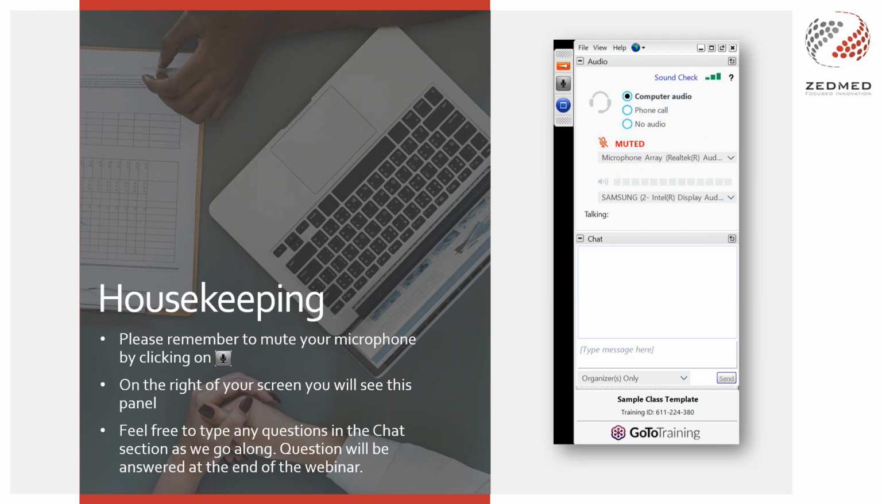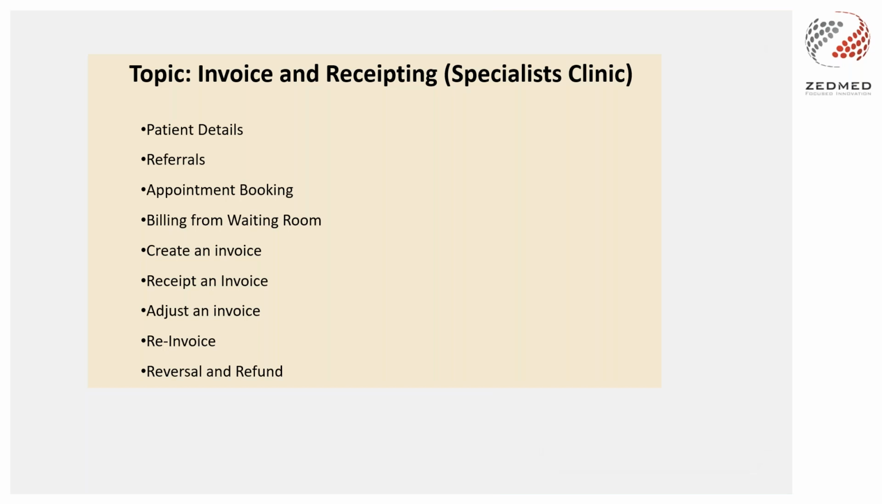What we're going over today, so we're going to be looking at patient details. So this is more to do with payers and attaching referrals. I've also put down appointment booking just to make sure the referrals and stuff are attached to it. Billing from waiting room, create an invoice, we'll look at receipting and also adjusting and things like that. So we'll get straight into that.